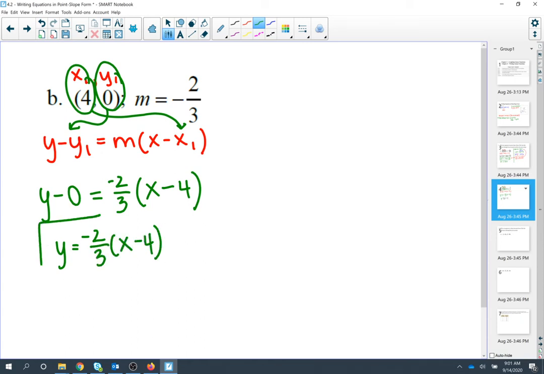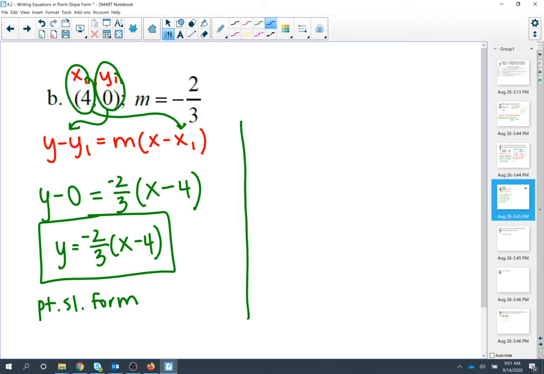And this is your point-slope form, which is great. It tells me the point. The point is 0, 4. So 0 on here, 4 on here, and the slope is negative 2/3. But what if I want slope-intercept form? So I'm going to take my y equals negative 2/3 x minus 4.